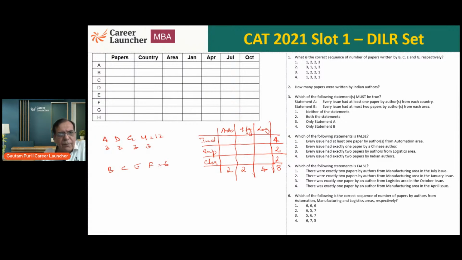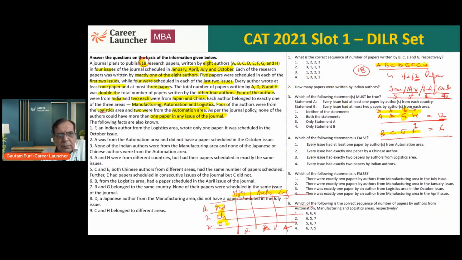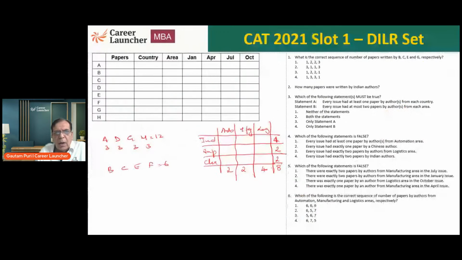Okay, this is about the papers. And what else have we picked up from here? Anything else that I'm missing out on? 8 authors, yes, the rest of the stuff I think is in the table format only. None of the authors could have written more than 1 paper in any issue of the journal, and it is either 1, 2, or 3 papers per author. Okay, let me do one thing.